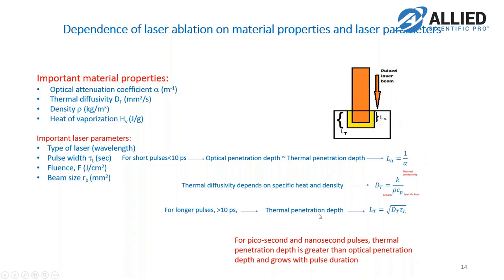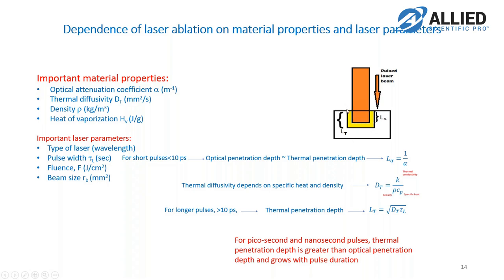And when the pulse width is less than 10 picosecond, the short pulse width, the optical penetration depth, which is this orange part that I'm showing with the mouse, and the thermal penetration depths are the same. And they're given by inverse of absorption coefficient, or L alpha. So that's the heat penetrates as much as the light penetrates into the material. But when the pulses increase to greater than 10 picosecond, you can see something else happens.